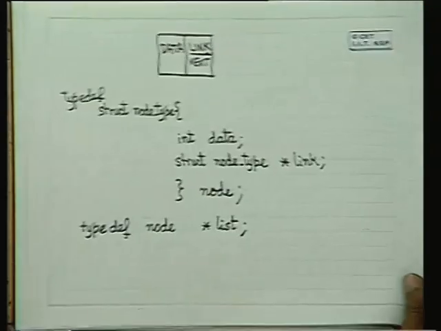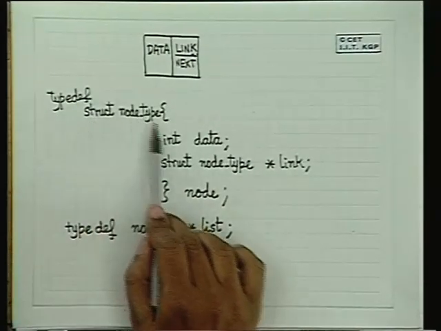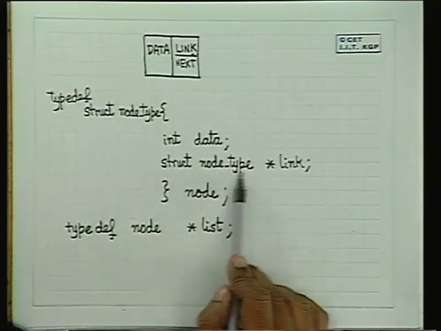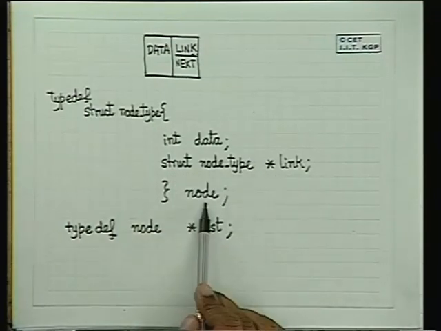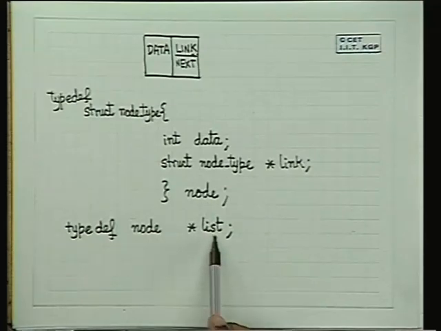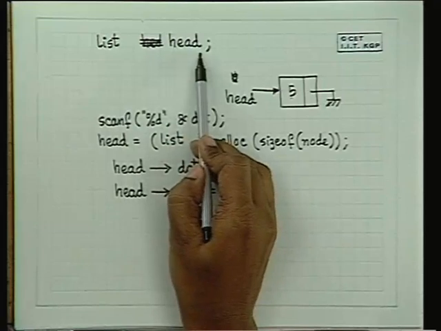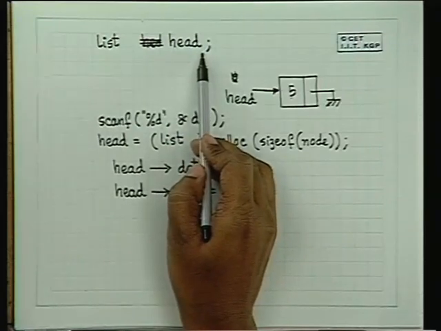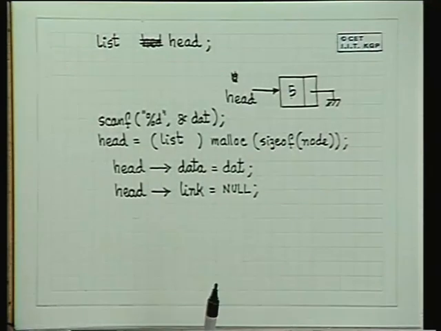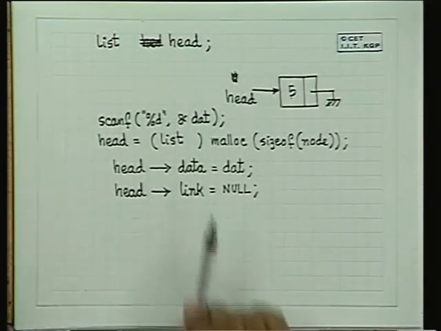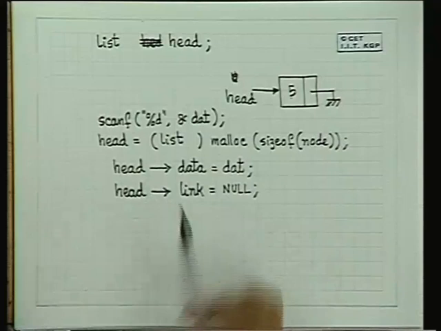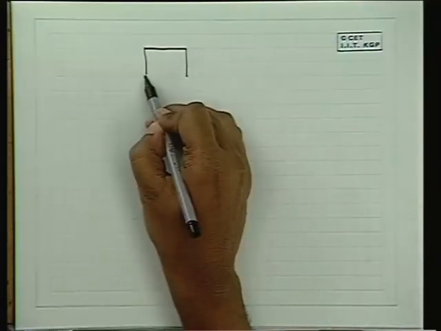So going back, this is how we define typedef, struct node type int data, struct node type pointer to link node, and typedef node list. So list is another type. We defined head to be a temporary element and we allocated this. Now we will see how we will take in the next element. So at this point of time, our structure is something like this.